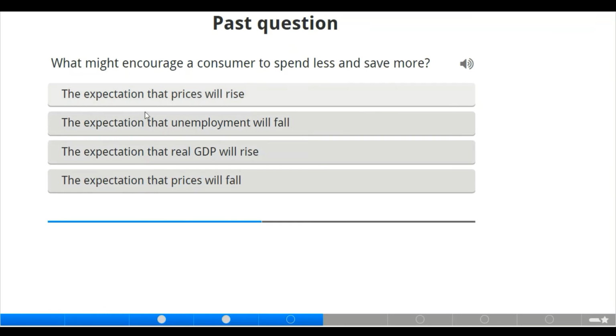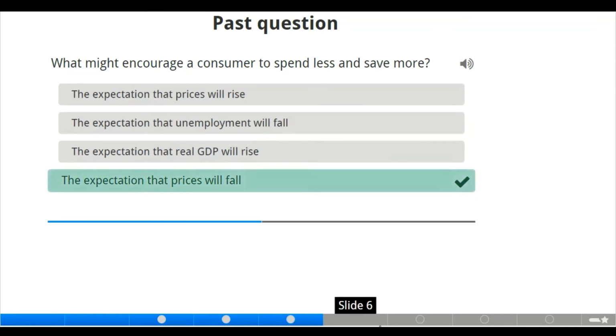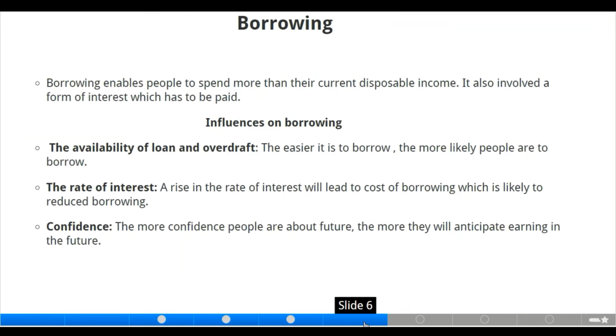Let us check. The expectation that price will rise, is that so? The expectation that unemployment will fall. The expectation that real GDP, that is gross domestic product, will rise, and the expectation that price will fall. What do you think should be our answer? Of course, it is the expectation that price will fall. If there is an expectation that price is going to fall, of course, people will decide to spend less. Now that's correct.